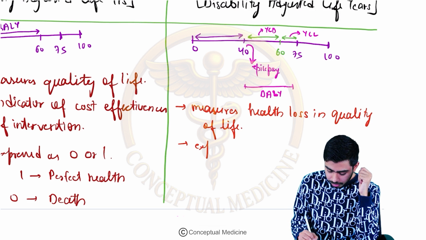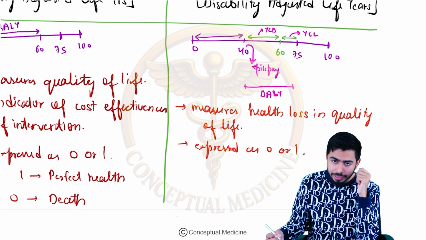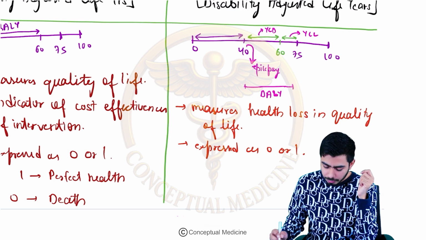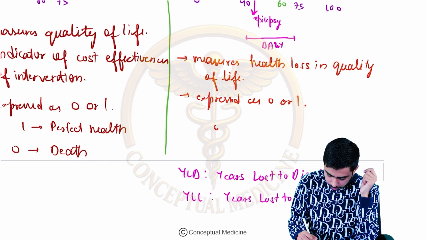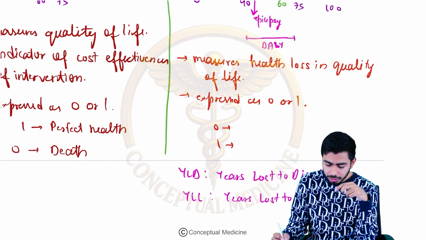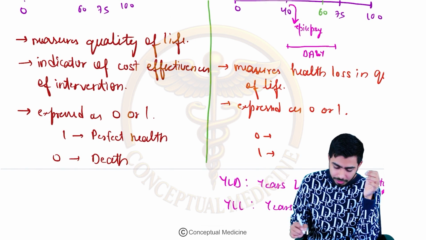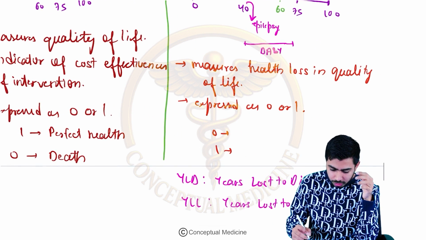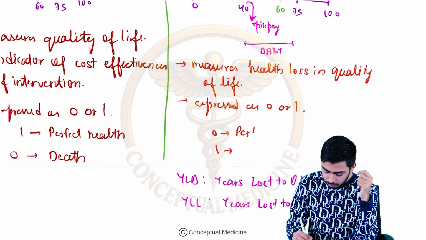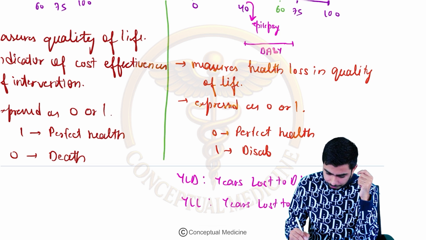Okay, it is also expressed as either 0 or 1, like I said in the quality adjusted life years also. But here the story is somewhat different. In the quality adjusted life years I told you 1 means perfect health, 0 means death. Here the 0 means perfect health and 1 means disability, or you can say death.